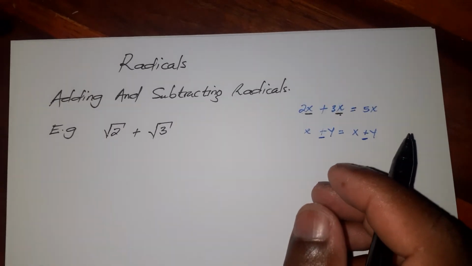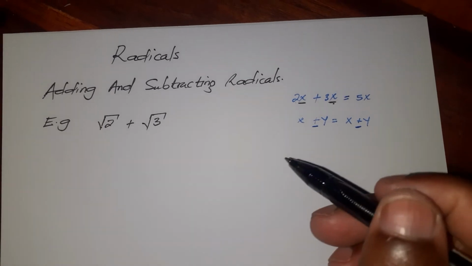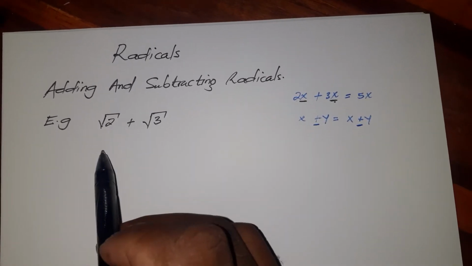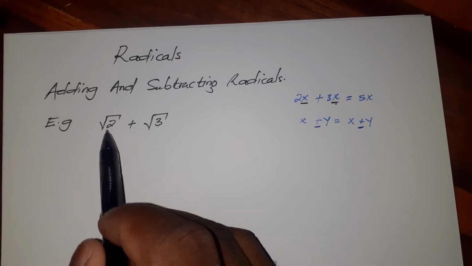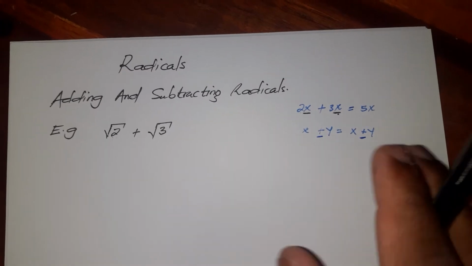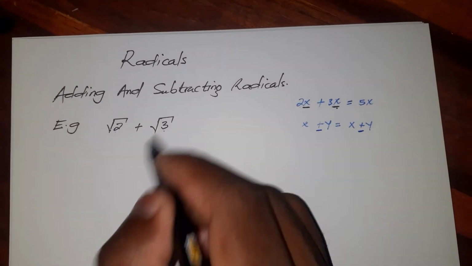Sometimes we may be able to simplify it if it's a whole number, not decimal numbers. Now in this case we cannot add these two radicals. The reason is that under the square root here we have 2, while here we have 3, so we cannot add these two.